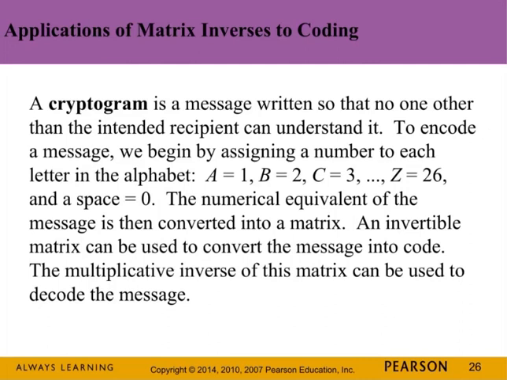message. So a cryptogram is a message written so that no one other than the intended recipient can understand it. To encode a message, we begin by assigning a number to each letter in the alphabet. A is 1, B is 2, and so on. Z is 26, and a space is 0. The numerical equivalent of a message is then converted into a matrix. An invertible matrix can be used to convert the matrix into code. The multiplicative inverse of this matrix can be used to decode the matrix.